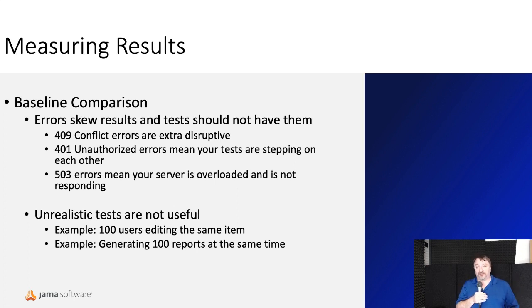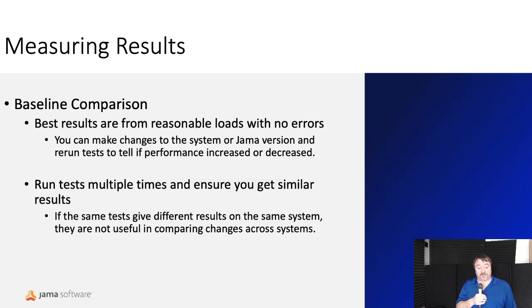So now you know, without the errors, if the results are different run to run, that something else is the problem. And then unrealistic tests are not useful. I don't want to belabor that point too much, but you're not going to have 100 users generating a large report at the same time. If that happened, Jama's going to have problems. So you're going to overload the system generating all those reports. It might be interesting to know, but it's not going to give you the information. If your users aren't generating reports, testing a bunch of reports is just going to tell you there's problems. So I covered this. Best results are when we know there are no errors.